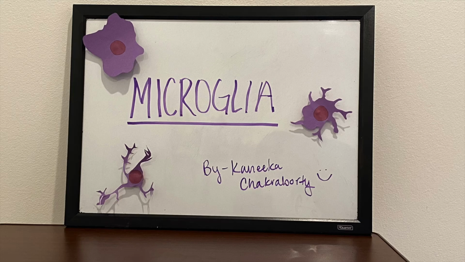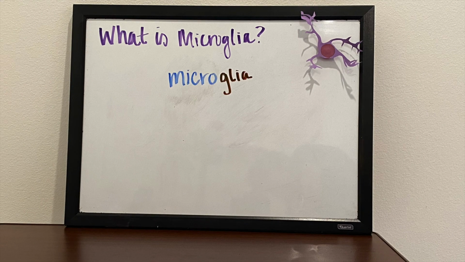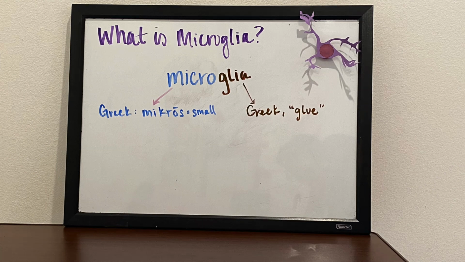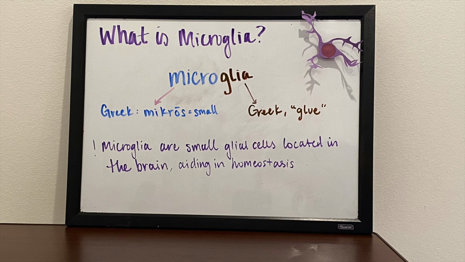Today we're going to be learning about microglia. Microglia comes from the Greek word micros, which is small, and glia comes from the Greek word for glue. So microglia are these small glial cells which are located in the brain, and they aid in homeostasis.